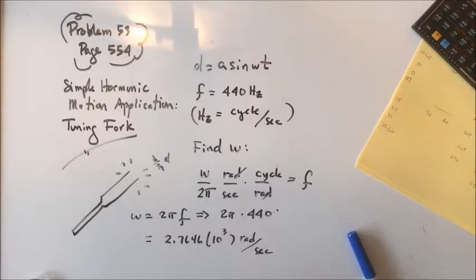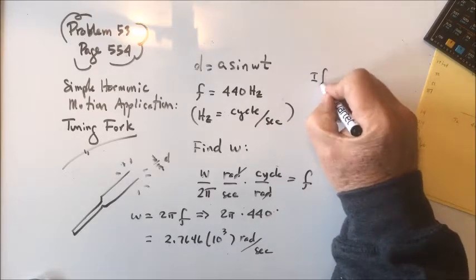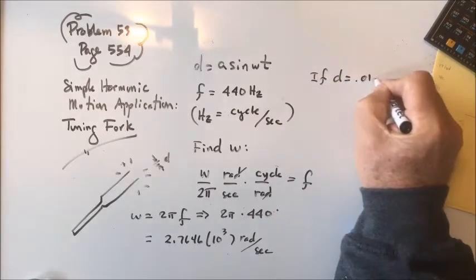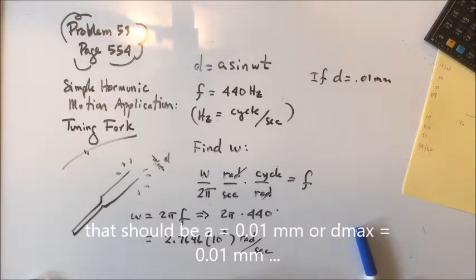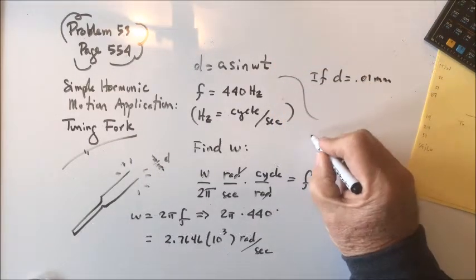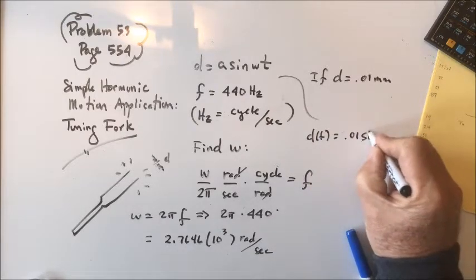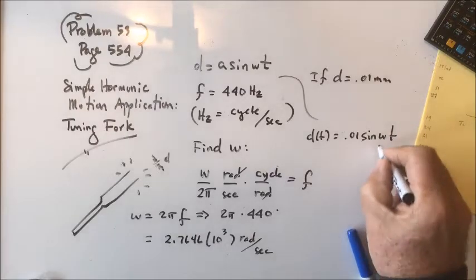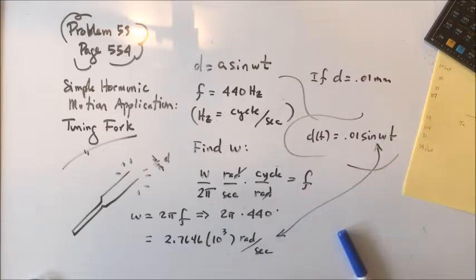And the second problem says if the maximum displacement at the end of the tuning fork is 0.01 millimeter, I'll come back over here. If D is equal to 0.01 millimeter, then what equation do we have? It's right here. The equation that we're talking about then is D of t is equal to 0.01 sine omega t, and there's the omega that goes into this. Okay, we'll leave it like that.